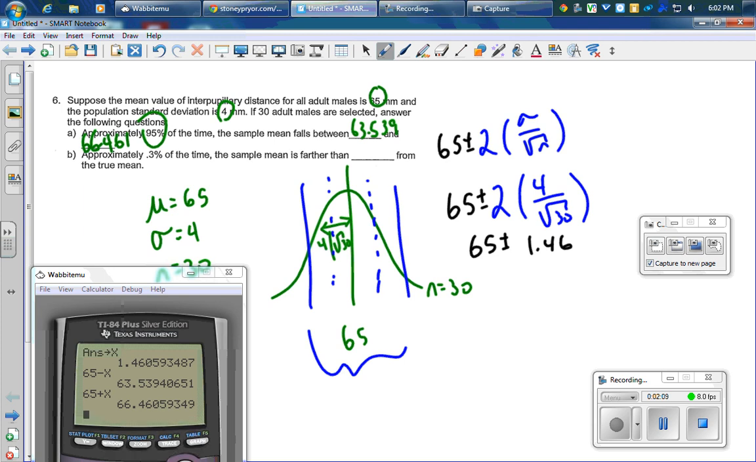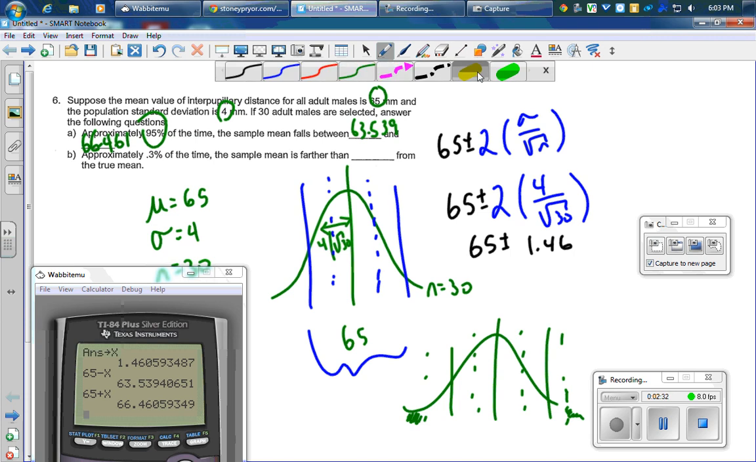Part B says approximately 0.3% of the time. And this reminds me of the 99.7. So let's see. So now I've got 68, 95, 99.7. So 99.7 is inside those dotted bars. 99.7 is in here, which means 0.3% is outside of those bars.